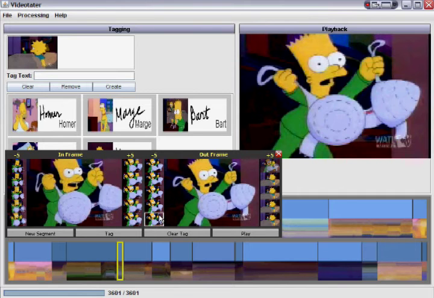Segments can be trimmed by clicking one of these context frames. There are also buttons for tagging, clearing tags, and for playing back a segment.